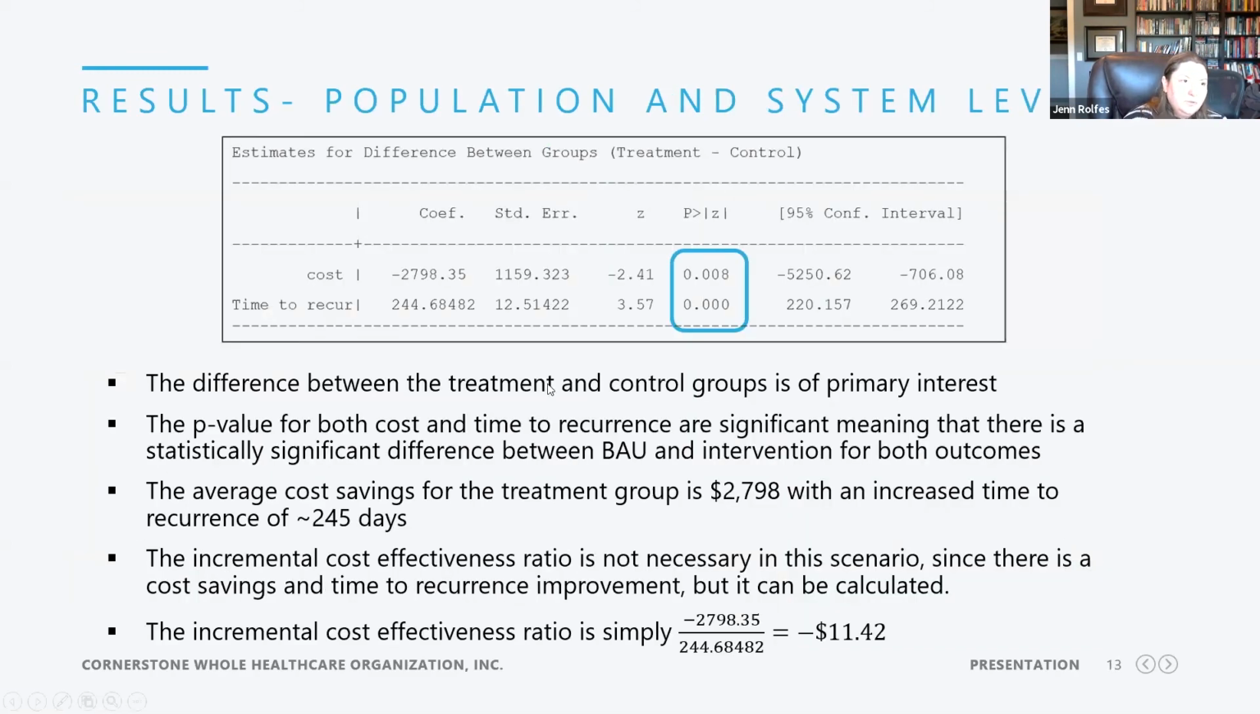Okay, and so that was at the patient and provider level, and now we want to look at results at the population and system level. So I was talking about the routine measuring cost and time to recurrence. So in this case, it's chronic pain. It really could be anything.